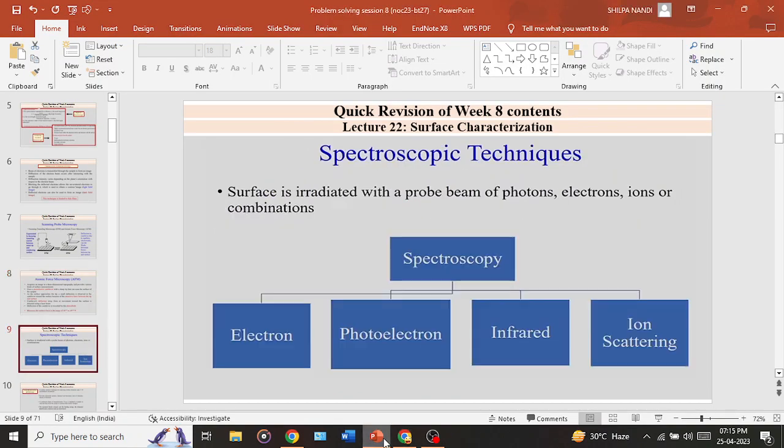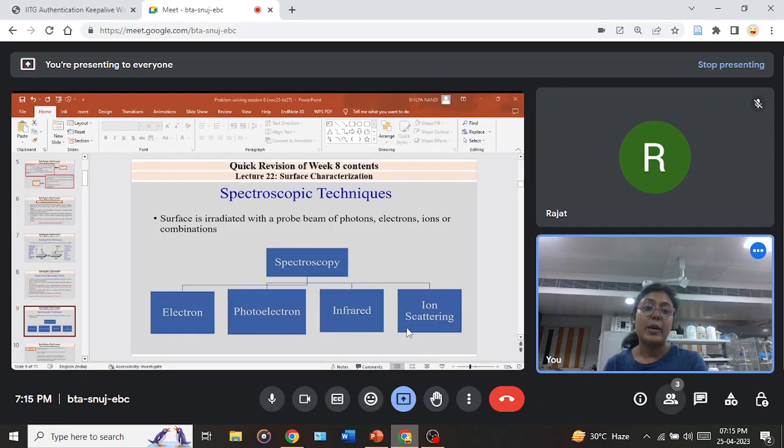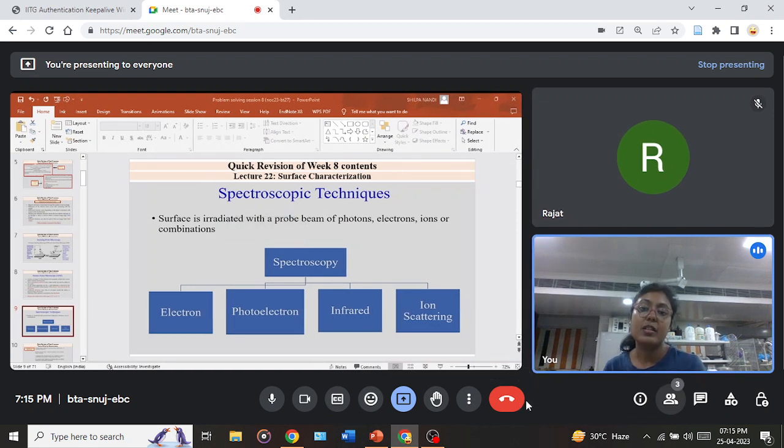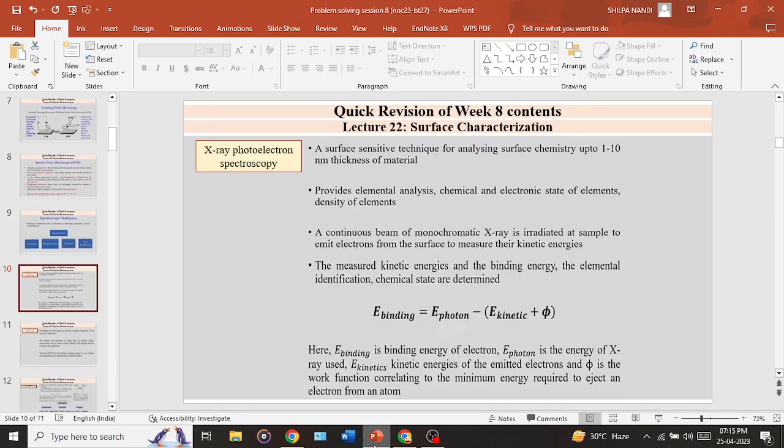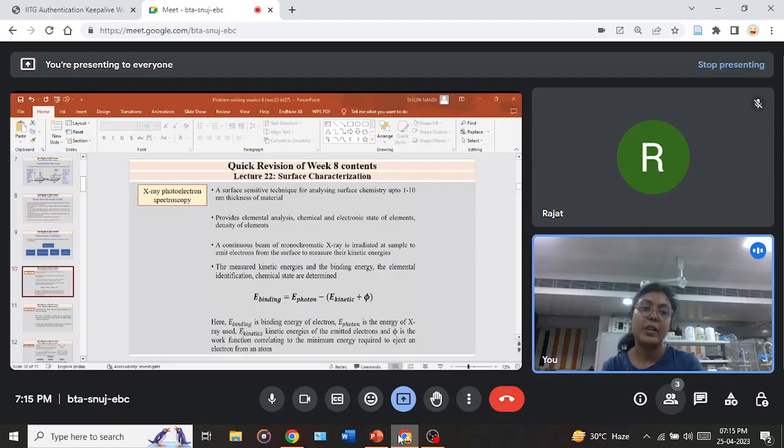So if we go on, we have spectroscopic techniques, various techniques involving electron, photoelectron, infrared spectroscopy or even ion scattering spectroscopy, which are used for surface characterization. So in this case, the surface is irradiated with a probe of either photons, electrons, ions, or combinations of them. So we'll see what these various spectroscopy techniques are. One of them is XPS, that is X-ray photoelectron spectroscopy.